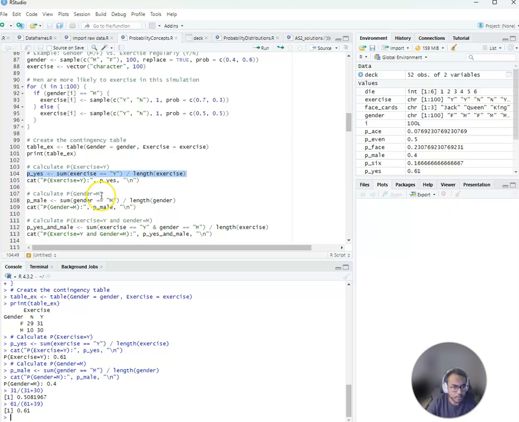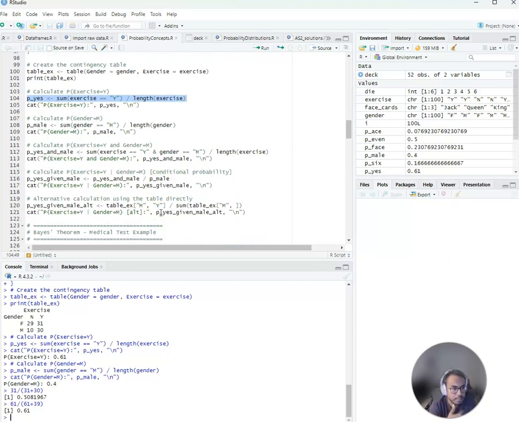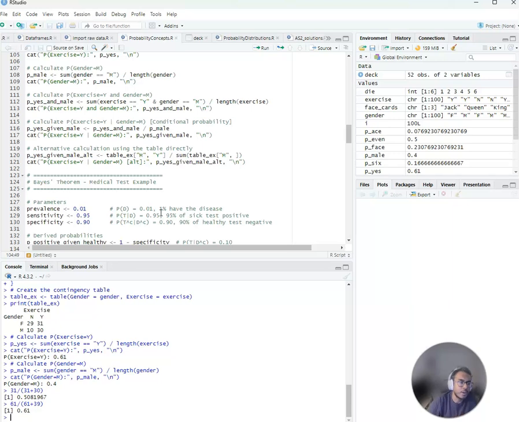So this is how we can cross-check. Suppose I want to calculate the probability that the person exercises and the gender is male. So P of yes and male is all the entries for which the exercise is Y and gender is M divided by the length of the exercise. So this is that scenario.